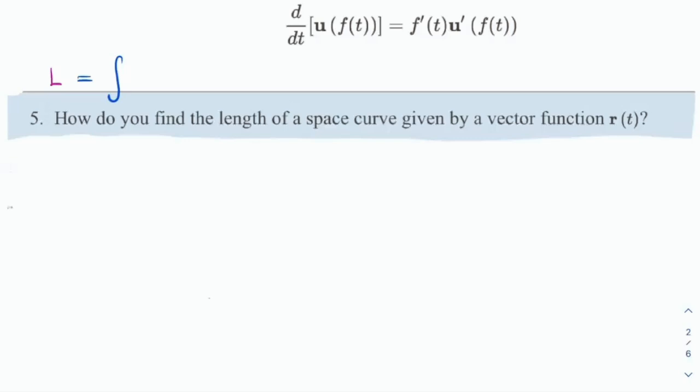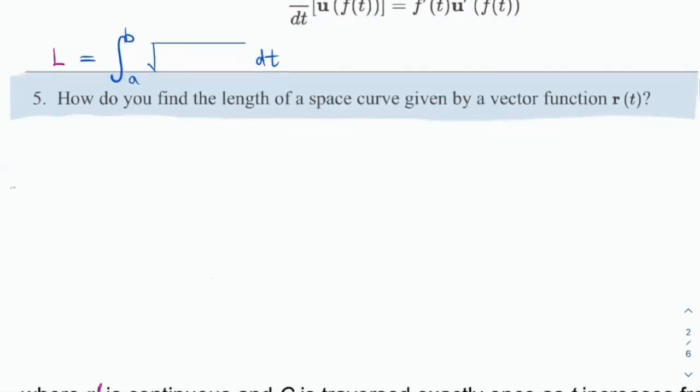What's the first one here? This is going to be a square root, and then dt, with t going from a to b. And what should I put inside here? This would be dx/dt squared, yes, you got it, plus dy/dt squared. Okay, I need more space. And then if it's three-dimensional, you have dz/dt squared, dt. So that was the arc length formula, okay?